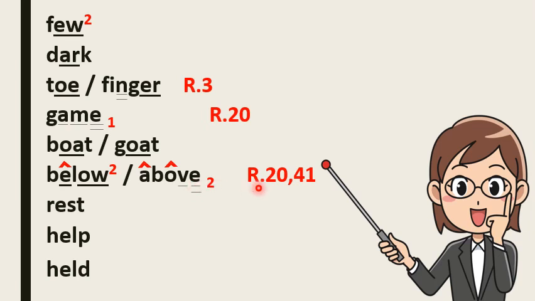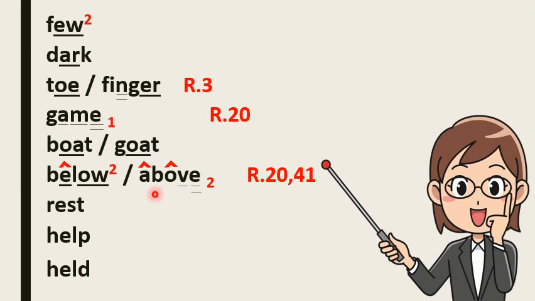Okay? And this will be rule 20 because we have silent final E, job number 2. And rule 41 because we have a single consonant between two vowels. You see right here? Rule 41 says when you have a single consonant, here we have B, between two vowels, A and O, so we're going to divide the word in half. We're going to say a-bove.